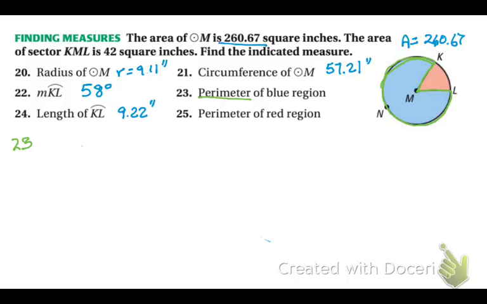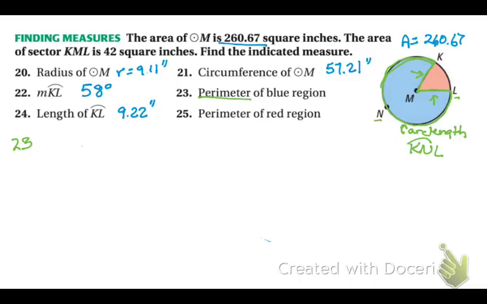So we need to add together a radius, and then the arc length of this KNL. Okay. So we know what our radiuses are, so that's not a problem. So we have to find the arc length of KNL. And how do we do that? So we can be a little bit tricky about it.